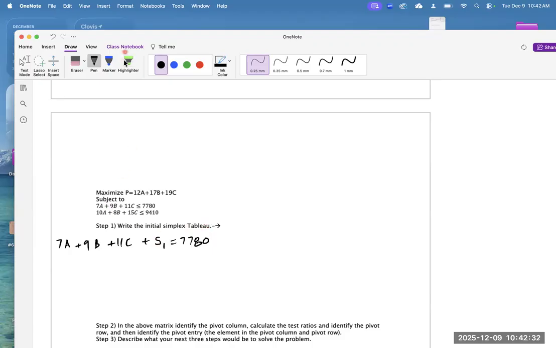And the idea was that the 7a plus 9b plus 11c is all less than 7,780. So if we add a certain value, then it'll make it equal to 7,780. So that's why we add that value. It's called the slack value. We do the same thing for the second equation, and we name it a different slack. It's our second slack value, so it's a different value than S sub 1, so we call it S sub 2.